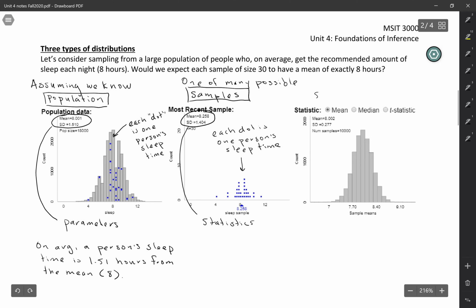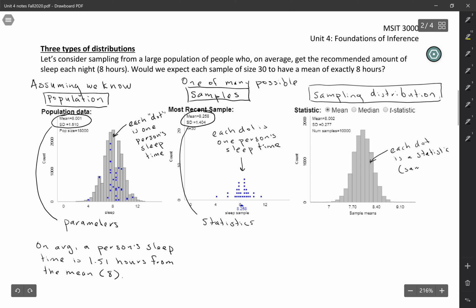So this third plot over here, this is called the sampling distribution. We saw sampling distribution before in terms of proportions. This is the sampling distribution in terms of means. But the key thing about a sampling distribution is that instead of representing individuals, each dot is a statistic. So in this case, every dot represents a sample mean from a different sample of size 30.